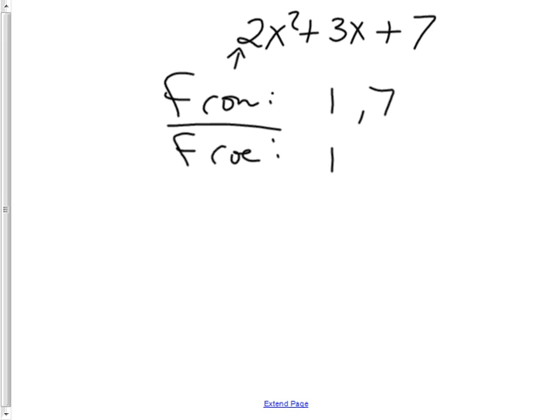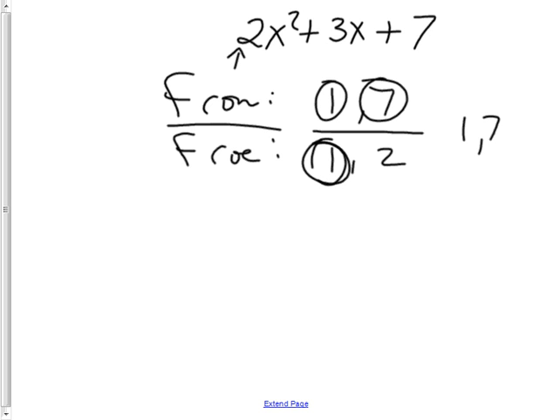1 and 2. Then you divide them. That's why I had you put them on top of each other, because it's actually a divide. And you divide everything by everything. Everything on top divided by everything on the bottom. What's 1 divided by 1? It's 1. What's 7 divided by 1? It's 7. What's 1 divided by 2? It's 1/2.